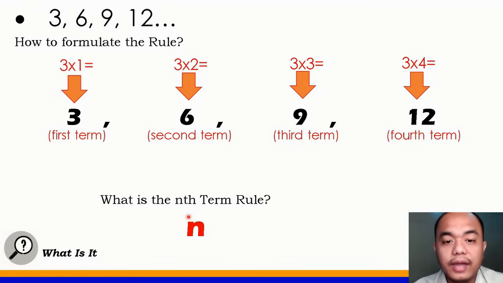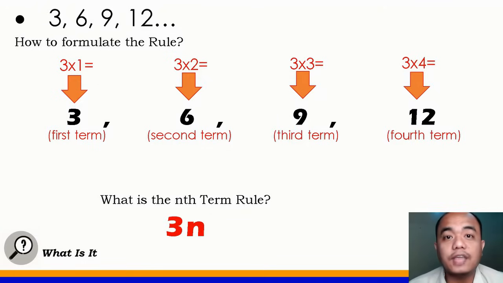And this one will represent 1, 2, 3, and 4 here. The term number. And here represents the term number. Okay? And we will have, of course, the common difference of 3. So our N term here is 3N. Ito na po yung sagot natin sa question na what is the N-term rule in this sequence. So, ang sagot natin ay 3N.